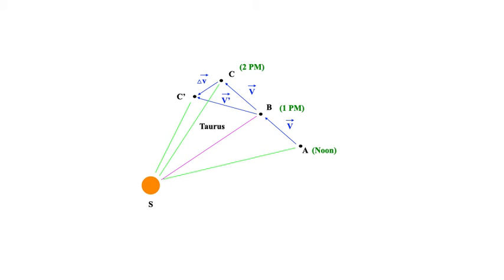Let's compare the areas of Taurus and Pisces. I have drawn in their altitudes. Notice that delta v is parallel to their common base. Therefore, the altitudes are equal, and because they share the same base, the areas of Taurus and Pisces are equal.